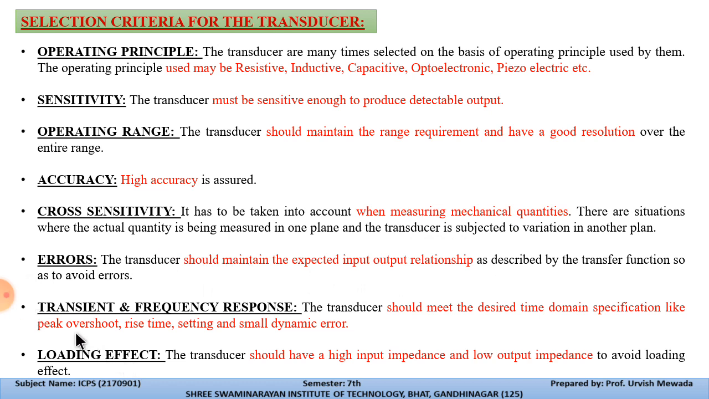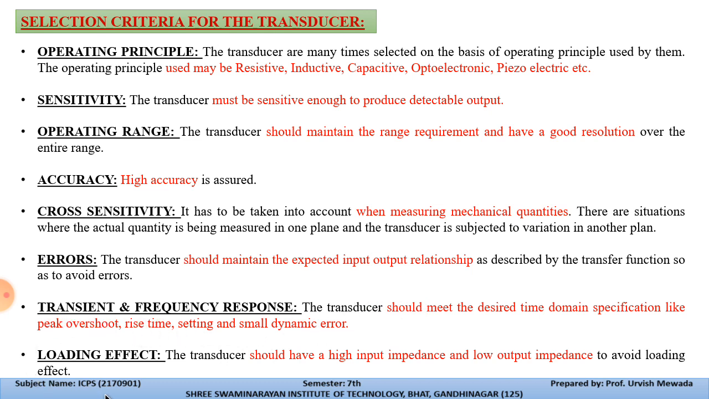Now the next point is transient and frequency response. These two points are associated with dynamic input change, so the transducer should meet the desired time domain specification. In the previous lecture we studied the static and dynamic characteristics. In dynamic characteristics we studied peak overshoot, rise time and settling time. All these criteria must be fulfilled while we select the transducer. It describes the transient and frequency response of the transducer, which must be adequate when we measure a dynamic quantity using that transducer.